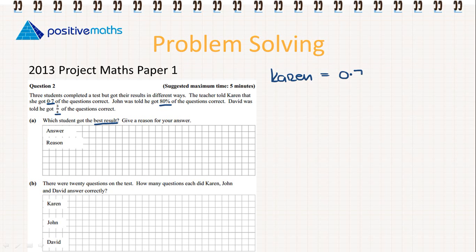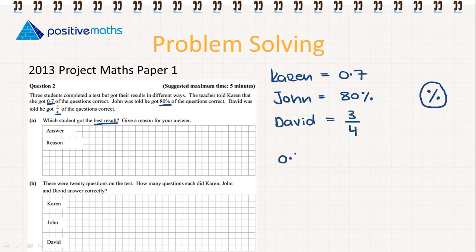So we know Karen got 0.7, John got 80%, and David got 3/4. So what we should be noticing here or paying attention to is that we know how to change numbers from decimals to percentages to fractions. So what we're going to do is change these numbers that are in 3 different formats into the same form so we can clearly see who got the best result. I'm going to change all of the numbers into percentages.